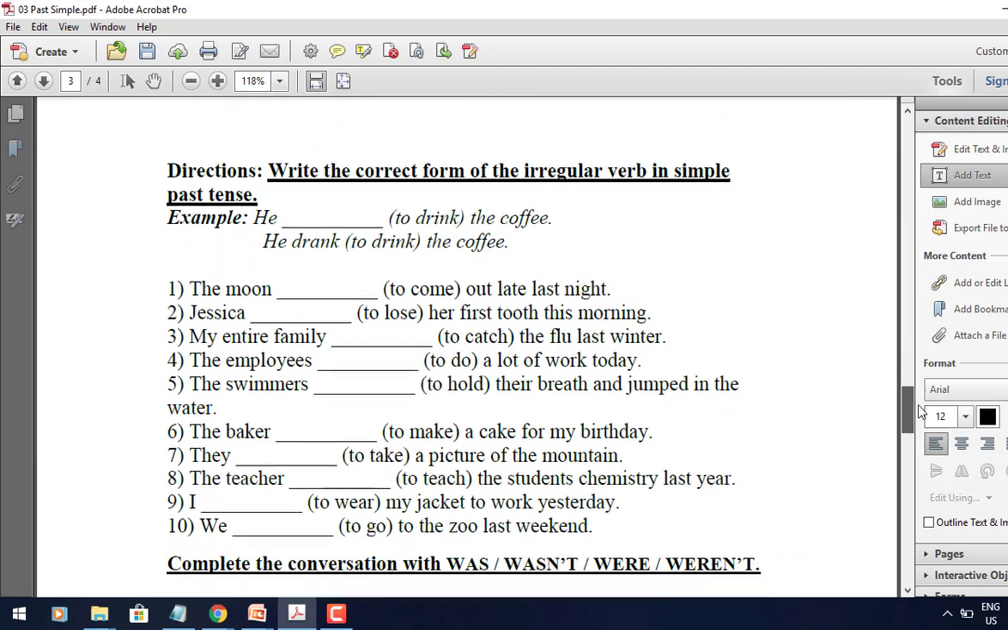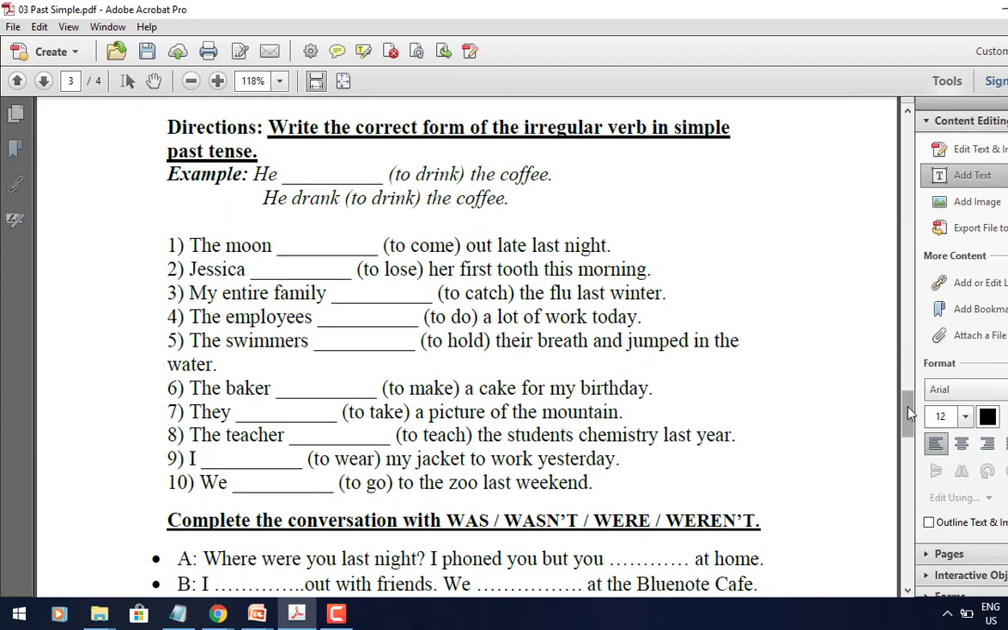Write the correct form of the irregular verb in the simple past. For example, he to drink the coffee. The sentence is, he drank the coffee.